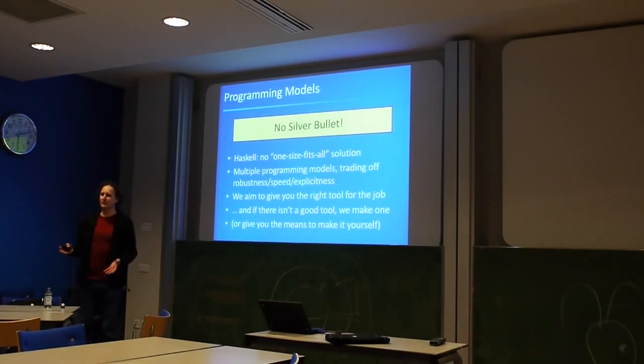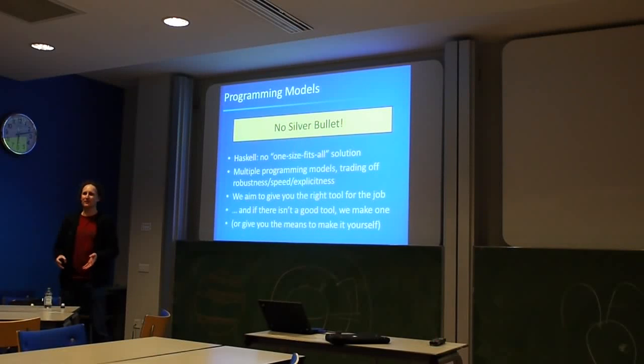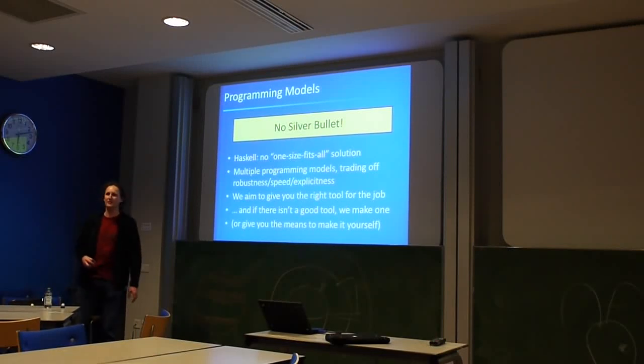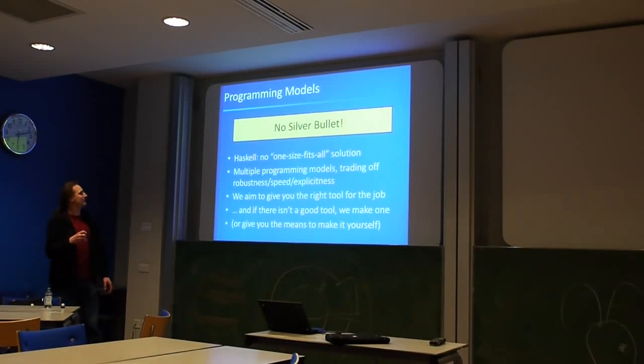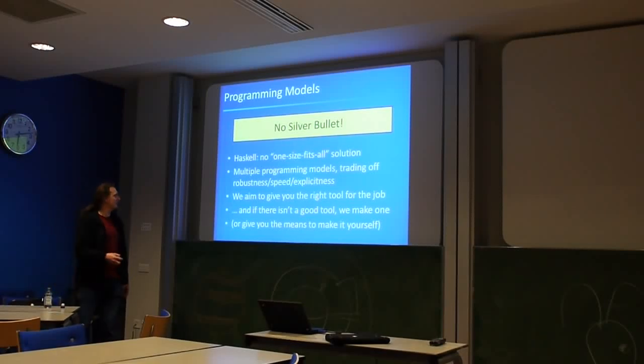The premise, I suppose, of the programming models in Haskell is that there's no silver bullet, there's no one single programming model that you can use to solve all of your parallel programming problems. So whereas in many languages you'll probably get an emphasis on one particular programming model, like Actors or CSP or something like that, in Haskell we'll give you a range of programming models that will suit different problems. And we're trading off things like robustness, like the guarantees that the programmer will get, speed and the explicitness, the amount of detail the programmer has to give in the program. So these things all sort of trade off against each other.